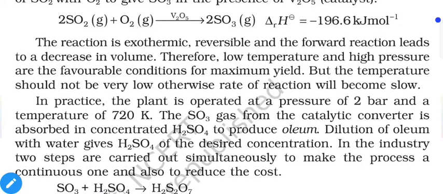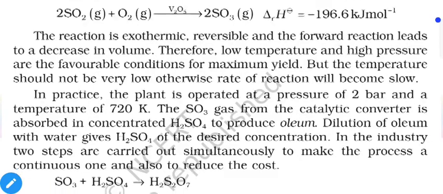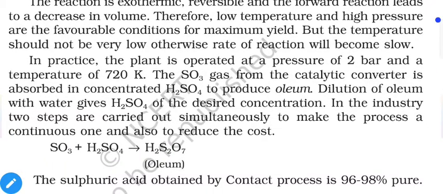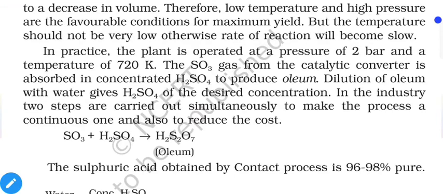The plant is operated at a pressure of 2 bar and a temperature of 720 Kelvin. The SO3 gas from the catalytic converter is absorbed in concentrated H2SO4 to produce oleum. Dilution of oleum with water gives H2SO4 of the desired concentration. In industry, the two steps are carried out simultaneously to make the process continuous, and it also reduces the cost.